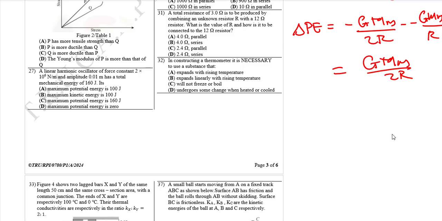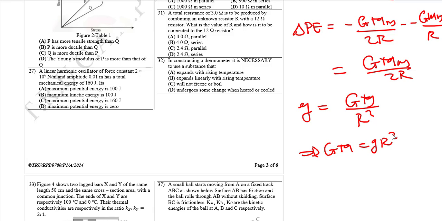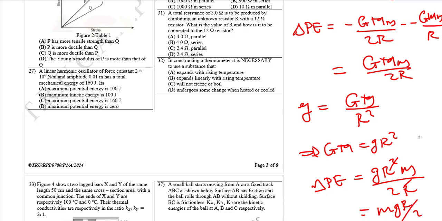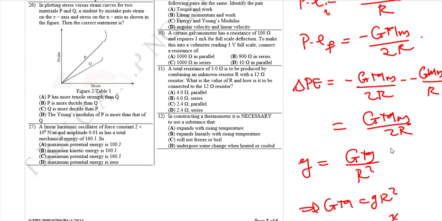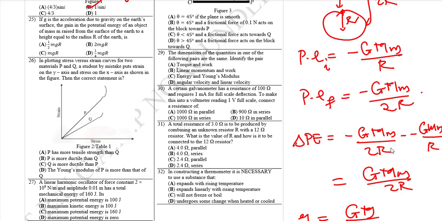But what do we know? We know that the acceleration due to gravity is GM all over r squared. So this means our GM will be equal to g r squared. So if we replace, our delta Pe will be equal to g r squared times m divided by 2r. So one of these r we cancel, so we'll be left with mgr divided by 2. So what will be the correct option? A.